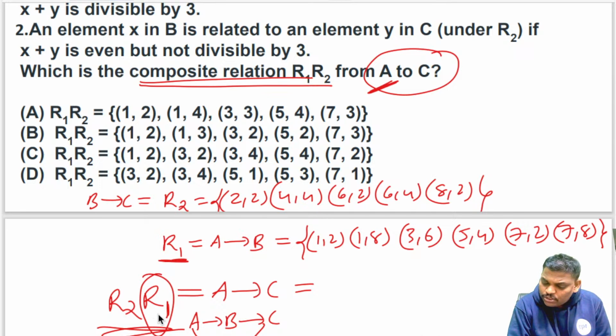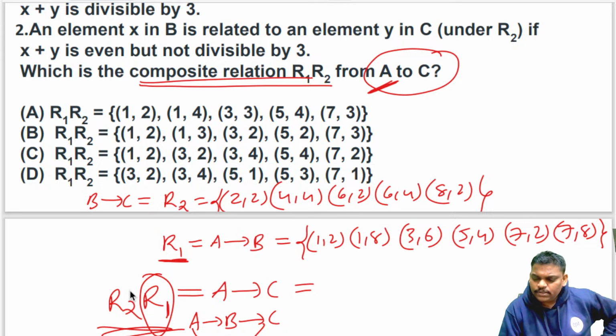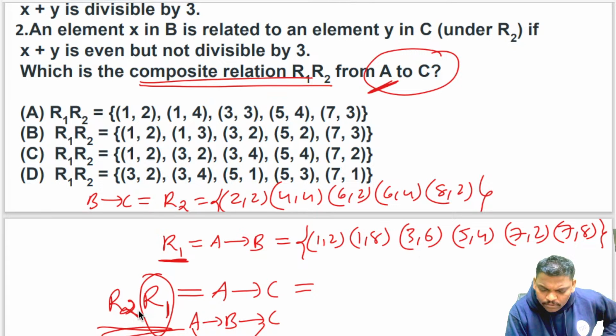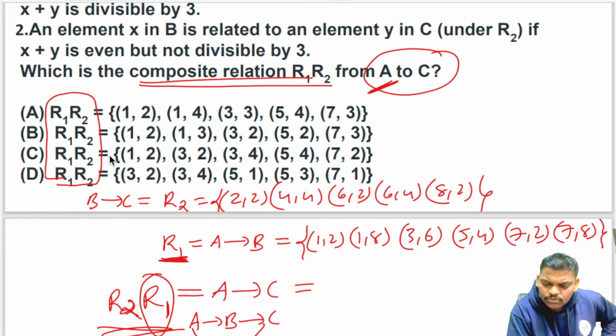First R1 you start, then R2. Please be careful. He is asking what the composite relation from A to C is. A to C means R2 R1. Please be careful: R2 R1, inside is R1. First you have to start from A. Inside is R1, so don't get confused by seeing this. If you write R1 R2, you don't get it.